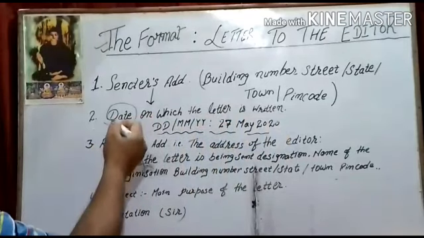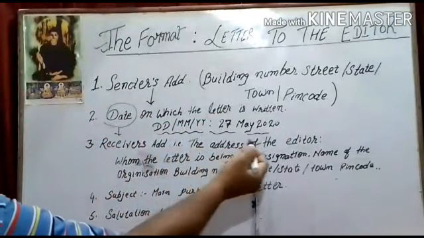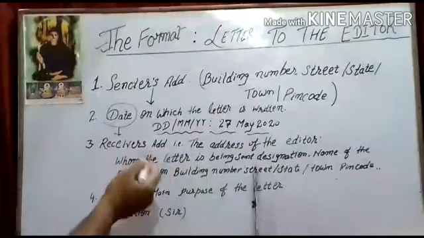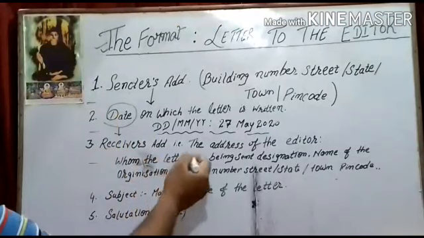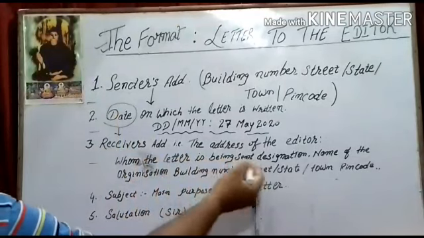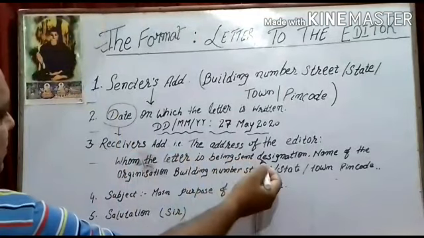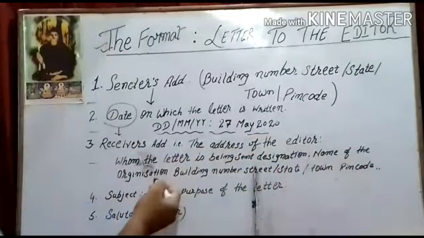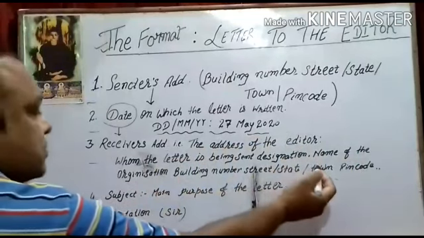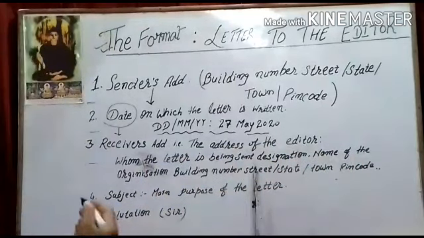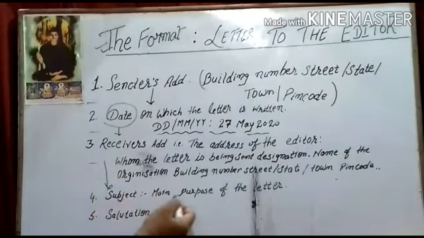Then just below the date, the receiver's address, that is the address of the editor. You must skip a line for neatness. In the receiver's address, further you would write the designation of the person to whom the letter is being sent, name of the organization, building number, street, state, town, and pin code. Below the receiver's address, subject must be mentioned.